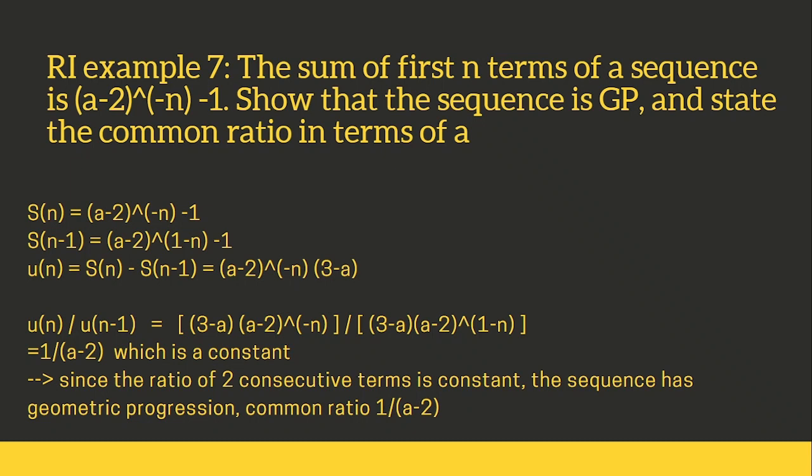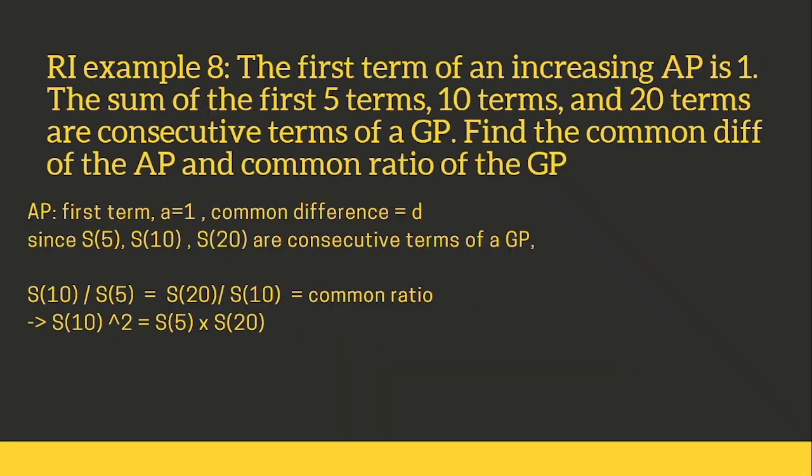Then to prove that it's a GP, we're going to take un divided by un minus 1. To do that, you replace your n with n minus 1 for the denominator. Eventually, you'll get 1 divided by a minus 2, and that is a constant, because your a is also a constant, so the entire expression is constant. And therefore, since the ratio of two consecutive terms is a constant, the sequence is a geometric progression with the common ratio of 1 over a minus 2.